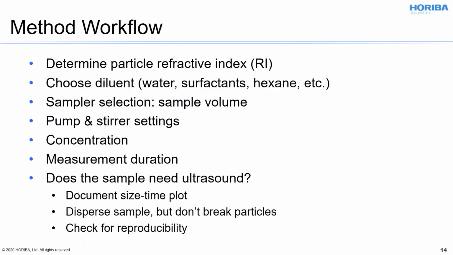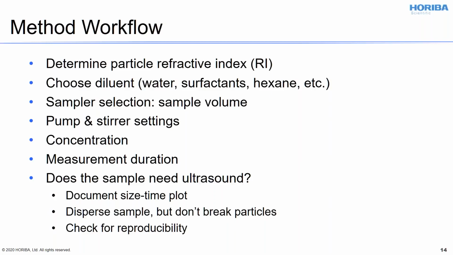Decide how long to measure. That's pretty commonly asked when you develop a method. For most samples these days, the 960 is so fast, I just set it for 2 minutes and it works. And then you have to ask yourself about dispersion. Does it need ultrasound? You'll probably want to document the plot of measured size as a function of ultrasound duration or time. And we'll make sure that you disperse the sample but don't break the particles. And you want to check the ultrasound for reproducibility, as well as the entire method.